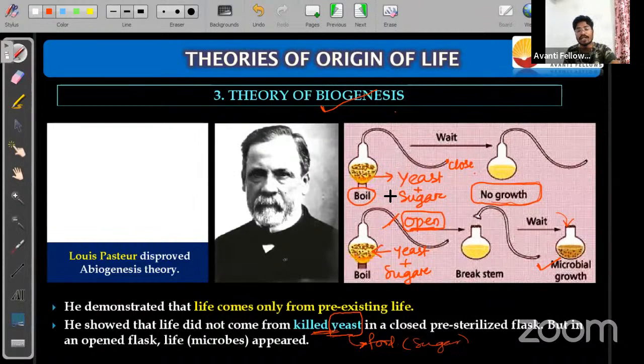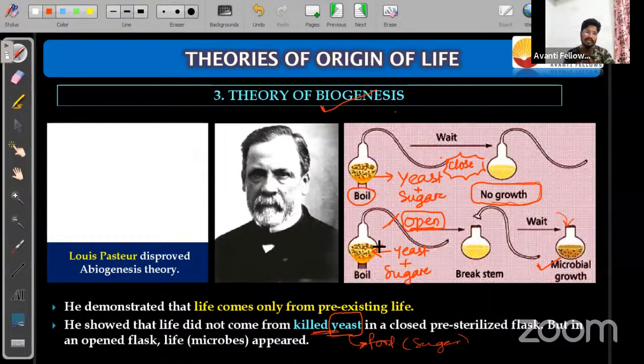So he concluded from this experiment that life comes only from pre-existing life form when it is provided with air and all other favorable conditions. Initially, the mouth was closed, so it was not coming in contact with the external environment. External environment के contact में नहीं आ रहा था, and because of that, there was no growth. Okay, so he showed that life did not come from the killed yeast in a closed pre-sterilized flask, but in an open flask, live microbes appeared. Is that clear to everybody?